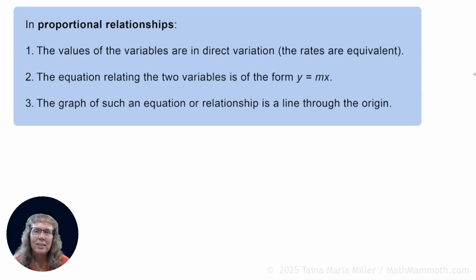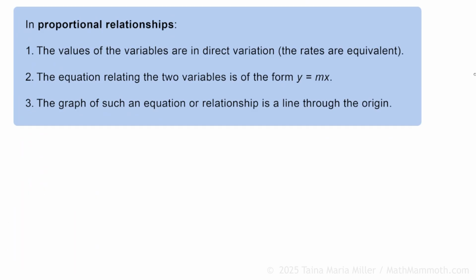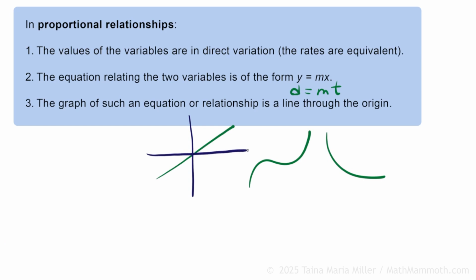So here are those three things. Remember them well. In proportional relationships, the values of the variables are in direct variation. So you can check that if you have a table of values. And the equation is always of the form y equals mx. Note here that if your variables happen to be, for example, d and t, it would be d equals mt. In other words, one variable is some particular number times the other. And then the graph is always a line through the origin. It's not like this or this, any kind of curvy thing. It has to be a line and through the origin so that the axes go right there. The line could go downhill though, like that too.